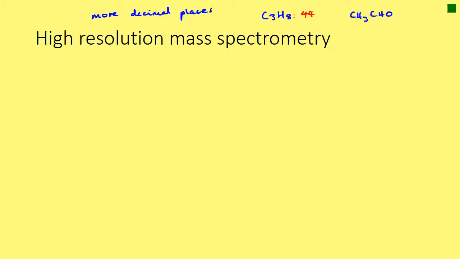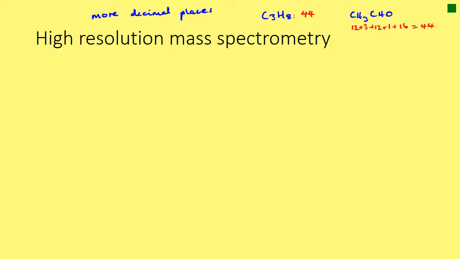Okay, let's do the same for ethanol. We've got 12 plus 3 equals 15, plus 12 is 27, 28, plus 16 is 44 as well. So they're both 44. So if we had a low resolution mass spectrometer that just gave us our MRs to 0 decimal places, then it couldn't distinguish between those two products. So that's why we have high resolution mass spectrometers.